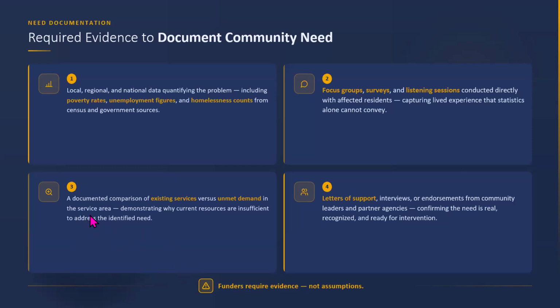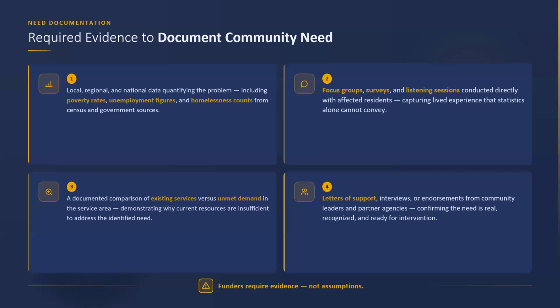Now, you also want to document the comparison of existing services and the unmet demands in the service area, demonstrating why current resources are insufficient to address the identified need. You need to be able to show that while there might be 20 programs out there, there are over, let's say, 10,000 people that need to be serviced.